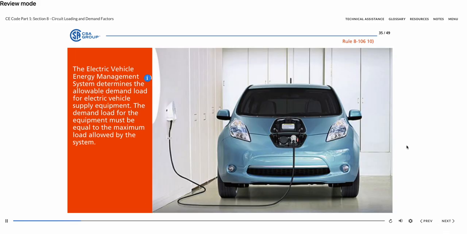The Electric Vehicle Energy Management System determines the allowable demand load for electric vehicle supply equipment. The demand load for the equipment must be equal to the maximum load allowed by the system.